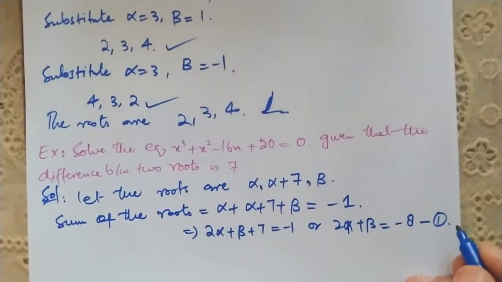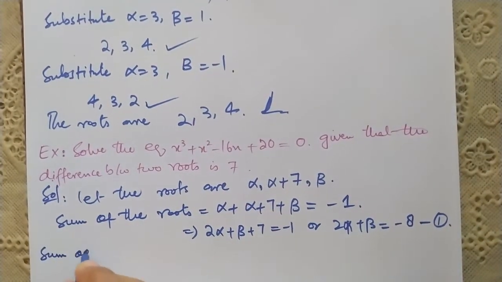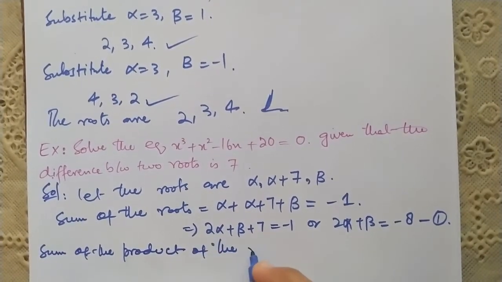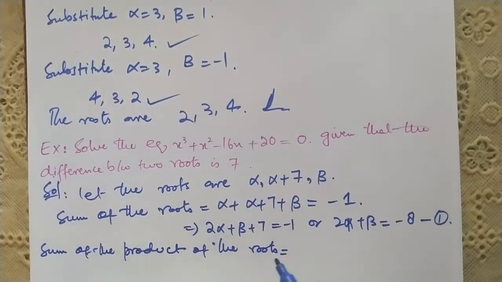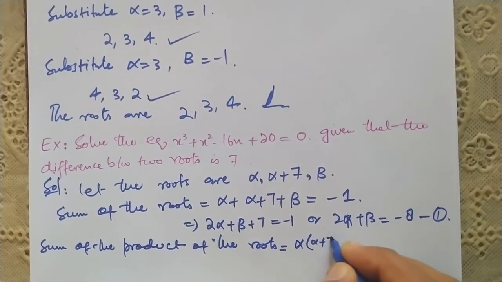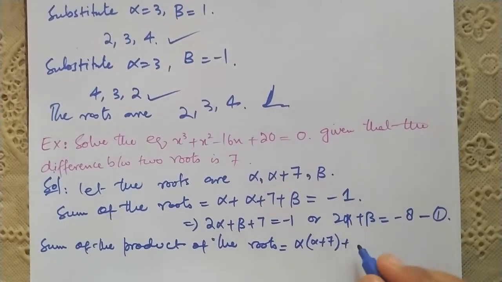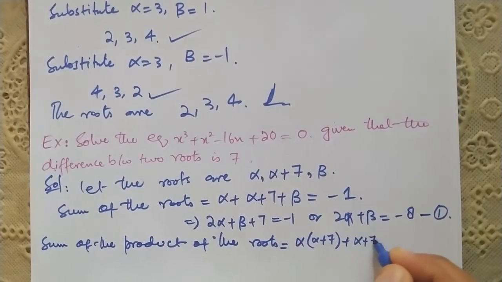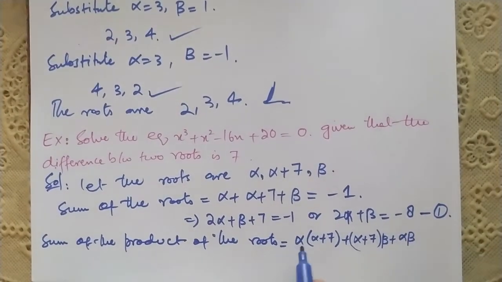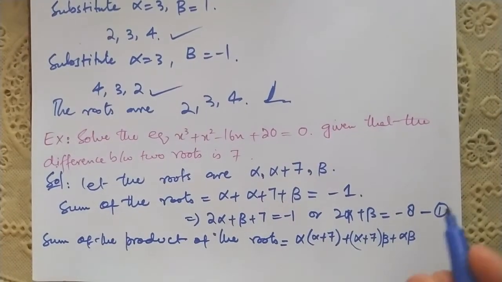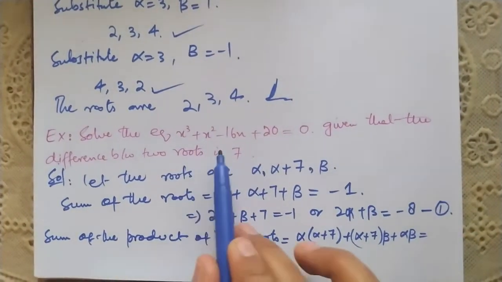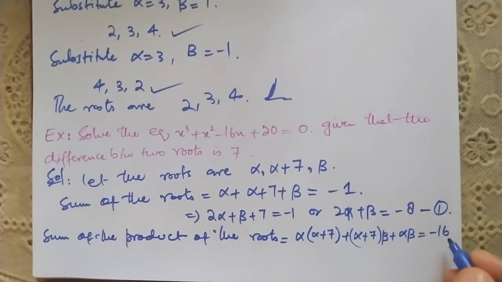Now the sum of the products of the roots, when you take 2 at a time, is equal to alpha times alpha plus 7, plus alpha plus 7 times beta, plus alpha beta. And you know the sum of the products of the roots, when two are taken at a time, is equal to minus 16 upon 1, means minus 16, right?